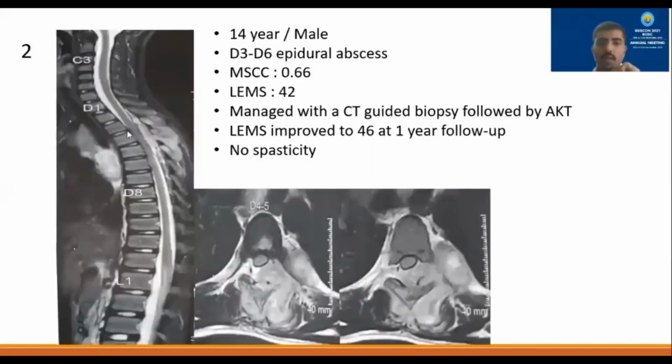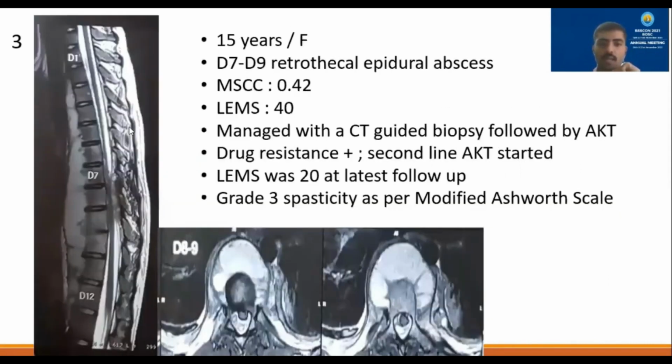This is a 14-year-old male who had a D3 to D6 epidural abscess. The MSCC was 0.66, the LEMS was 42. The patient was managed with a CT-guided biopsy followed by AKT. The LEMS improved to 46 at 1 year follow-up and he did not have any spasticity.